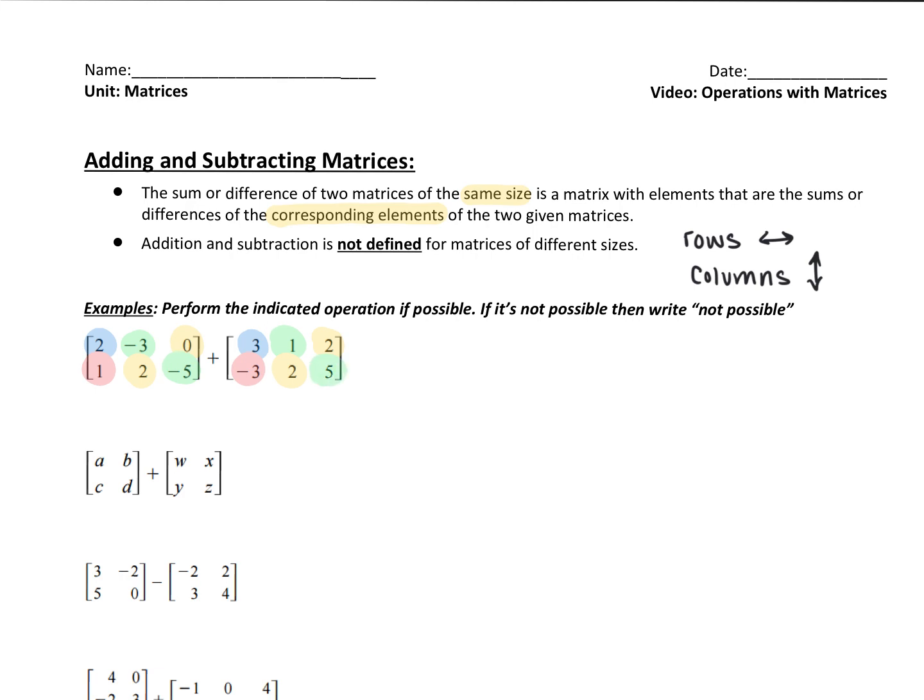Why don't you take a minute and add 2 and 3, -3 and 1, 0 and 2, and make yourself a new matrix, and hit resume when you're ready for the answer.